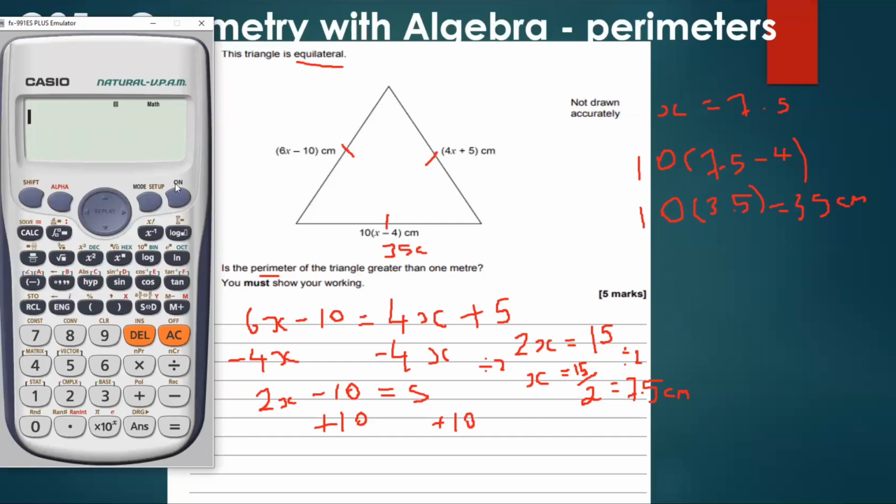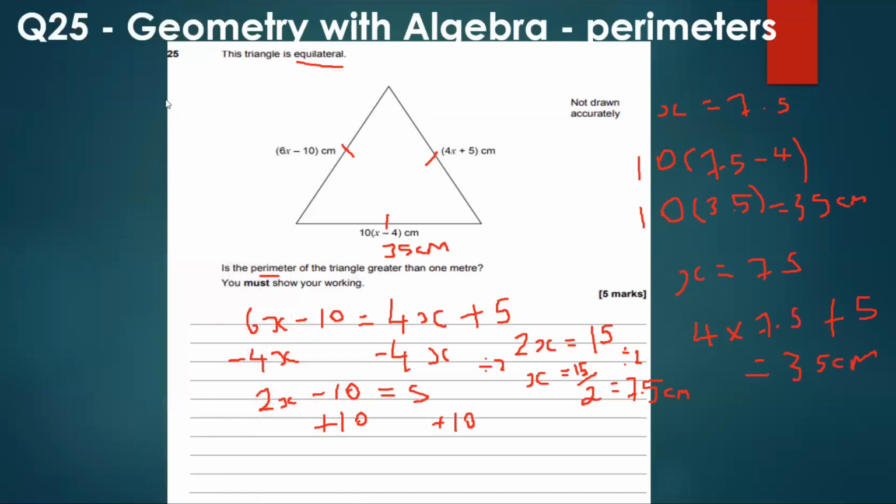Okay, and we can check it on our calculator. So 10 lots of 3.5, which is that. I'm now going to sub in x is 7.5 into 4x plus 5. So I'm going to have 4 times 7.5 plus 5. So I believe the answer is going to be 35. Yeah, so 35 centimeters.